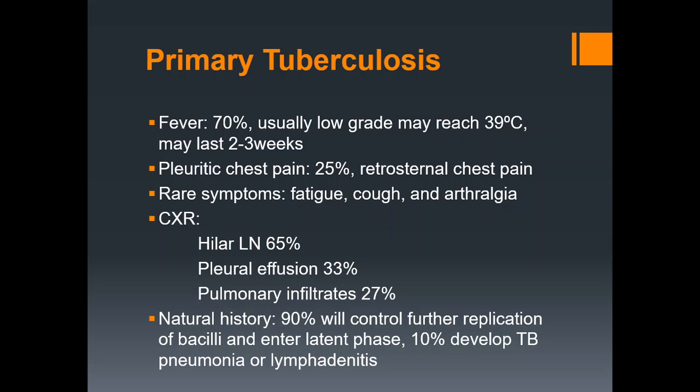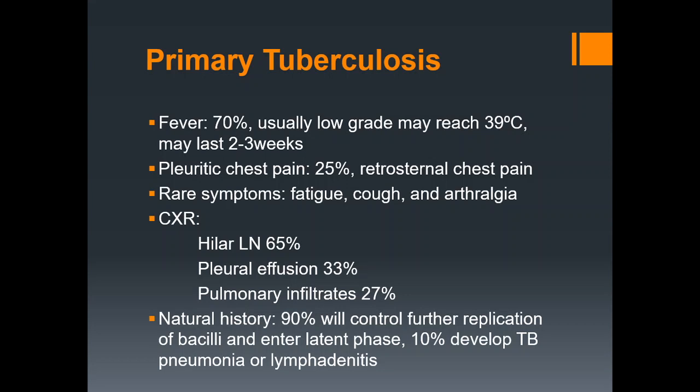For example, in primary tuberculosis, about 70% have fever, usually short-lived, and in many persons who had primary tuberculosis, the disease will pass unnoticed and they will enter the latent phase. But those who are symptomatic might develop fever. It might reach 39. It might last for 2 to 3 weeks. They might have pleuritic chest pain from pleurisy, about 25%, or retrosternal chest pain. Rare symptoms include fatigue, cough, and arthralgias.